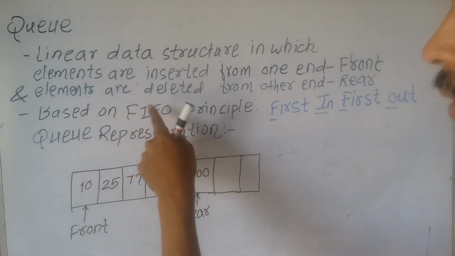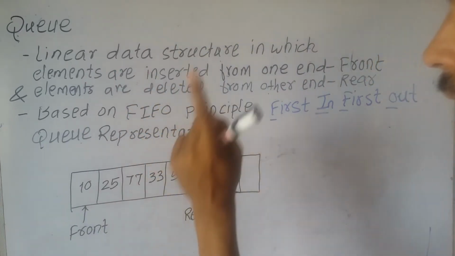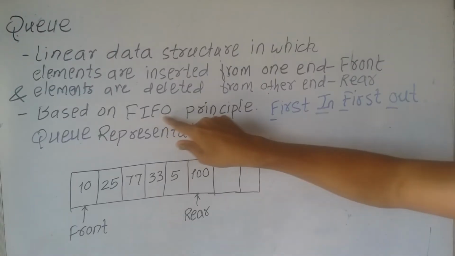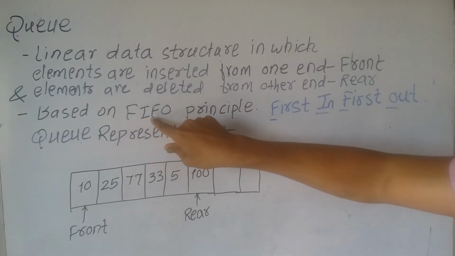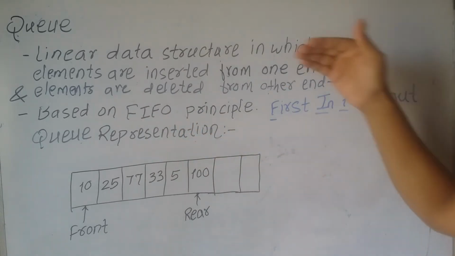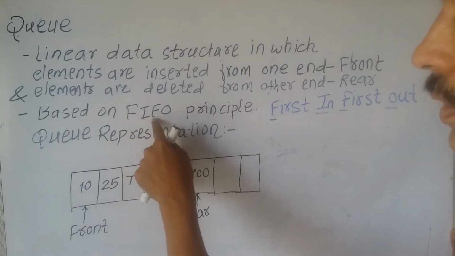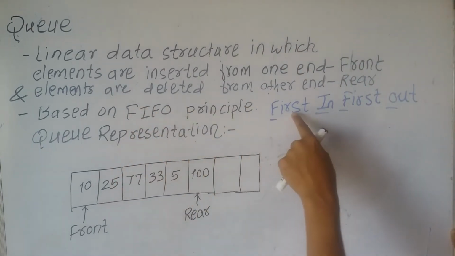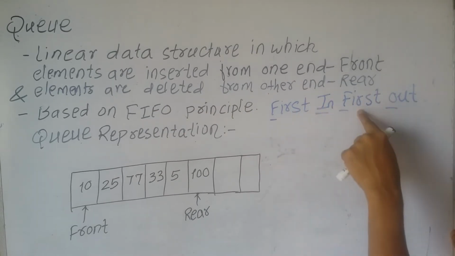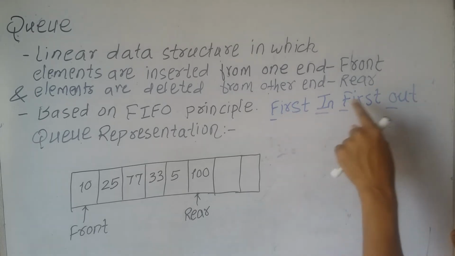It is based on the FIFO principle. The stack is based on the LIFO principle, last in first out, but a queue is based on the FIFO principle, that is first in first out principle. That is, the element which is inserted first is deleted first. The element which is inserted first, the same element we take out first. So this is called first in, first out.